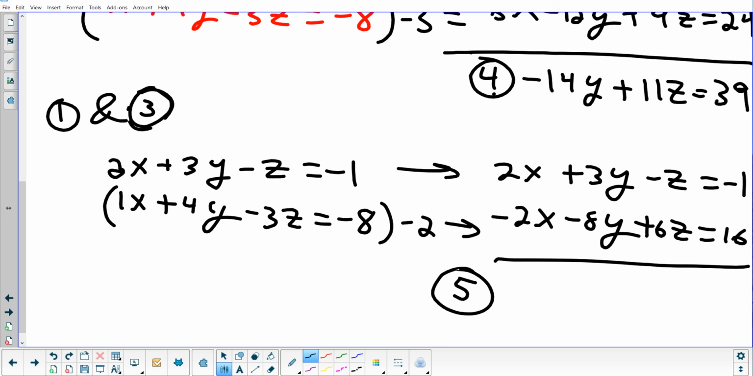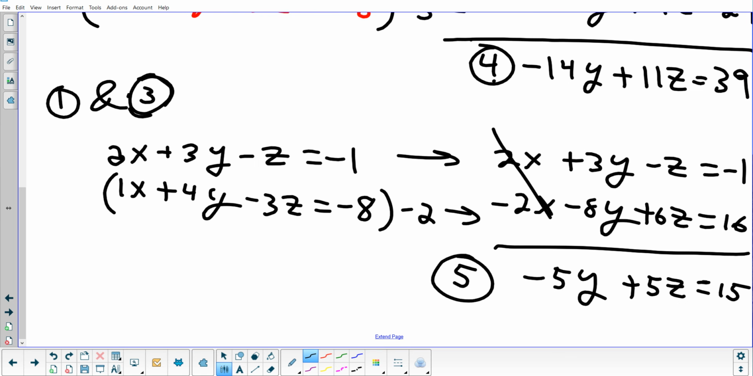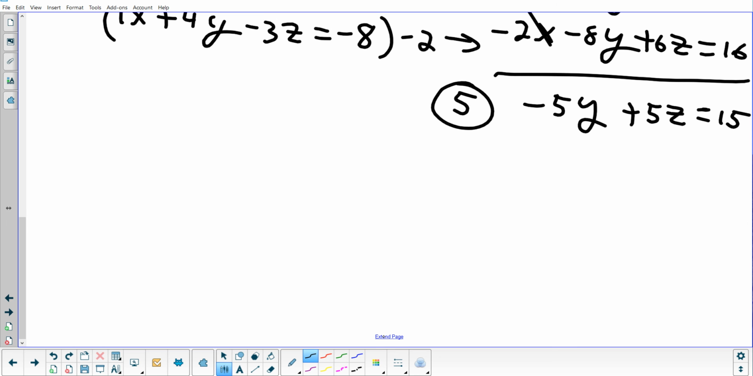What happens when you add the x's? They cancel. They're gone. How about when you add the y's? -5y. Add the z's? 5z. Add the constants? 15. Now, there's actually something you could do here to make that equation even simpler.